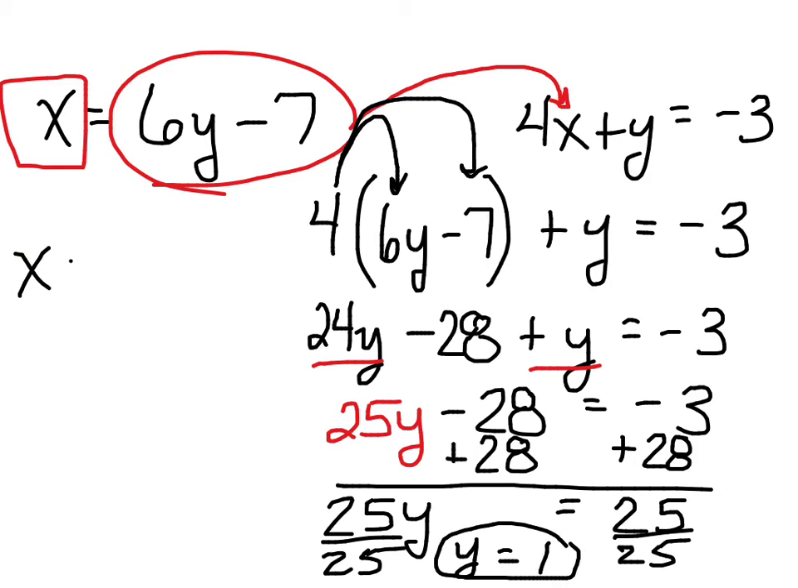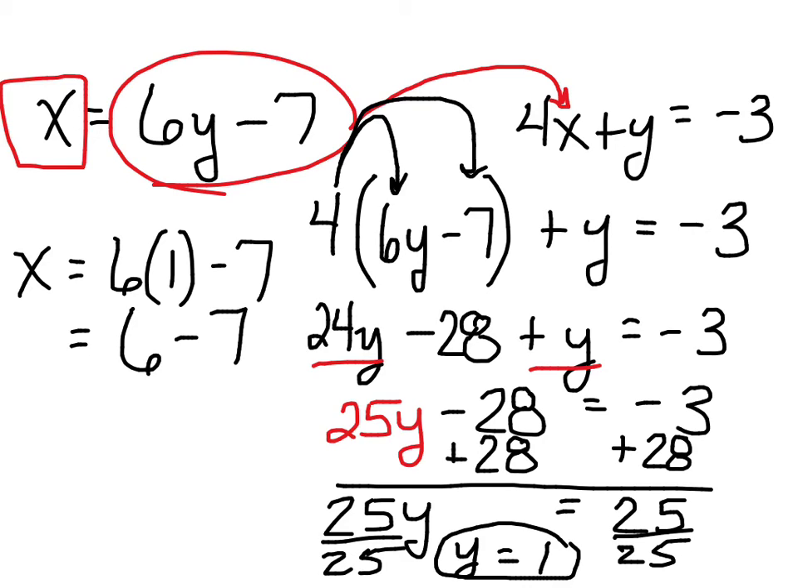Okay? So just kind of like the flip it and reverse it, I was trying to get you guys to remember how to do it. What's 6 times 1? 6. What's 6 minus 7? Negative 1.